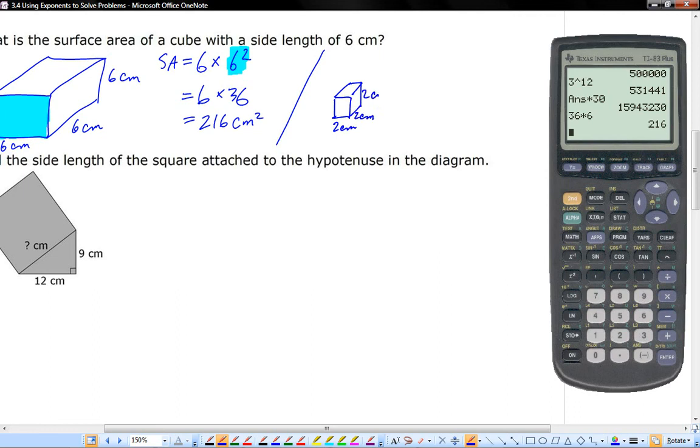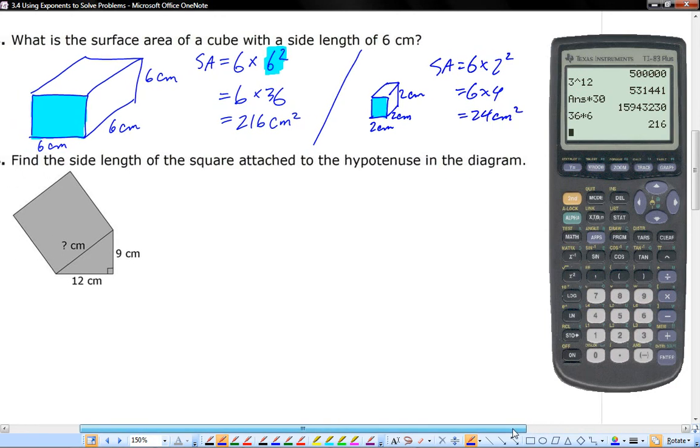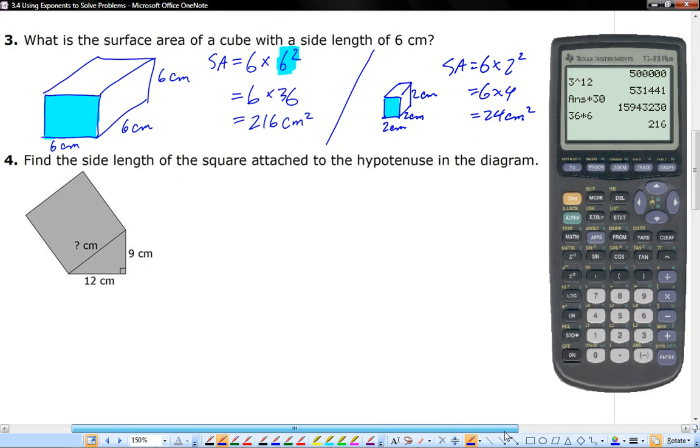Okay, then its surface area is going to be 6 times, because again there are 6 faces that are identical, and each face is a square whose area is 2 squared. So this is 6 times 4 in this case, which gives you 24 square centimeters. Okay, so it just gives you an extra example to illustrate that.